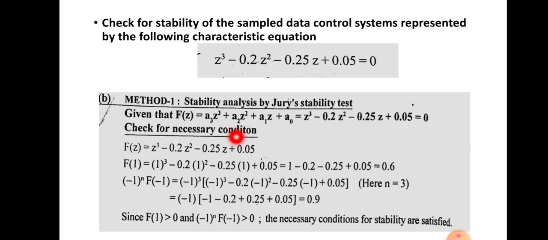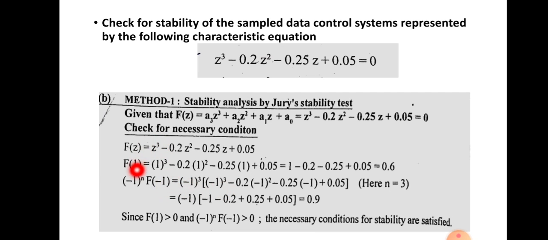So you know that in the case of jury's test we are checking the necessary condition for stability, and whenever it is satisfied, that is when the system is stable, then you have to go for the sufficient condition for stability. So first is the necessary condition for stability. What are the conditions? The condition is f of 1 should be greater than 0 and minus 1 raised to n f of minus 1 should be greater than 0. That is the necessary condition.